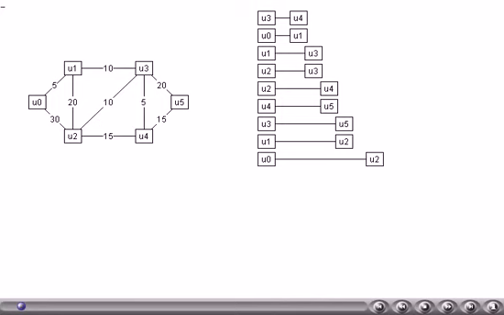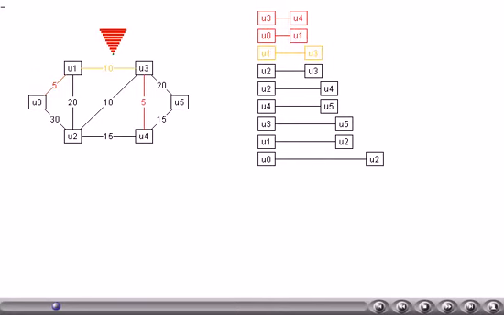Consider the following graph. Its edges are sorted according to their weights. First we select the edge u3, u4. Its inclusion is not going to give any cycle in the minimum spanning tree, thus it will be retained. Now the edge u0, u1 is selected. Its inclusion is also not going to give any cycle, thus it will be retained in the MST.